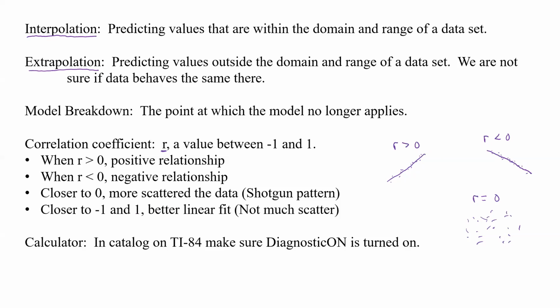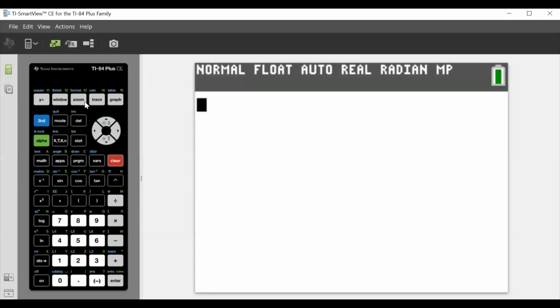Now our calculators, if you have the TI-84, we can actually get the R value out as well as the equation of a line for our set of data, but we have to make sure we have something turned on, and this is called diagnostic on. So let's go to our calculator, and this is the TI-84 Plus CE. It works on the TI-84, 84 Plus, Silver, and all of that series.